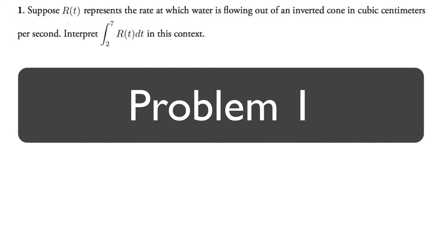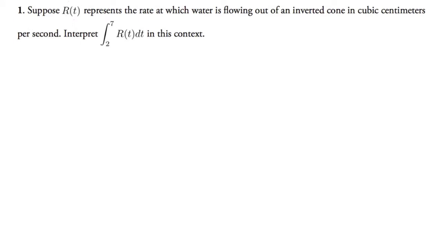Okay, so we have here that the function R of t represents the rate at which the water is flowing out of an inverted cone in cubic centimeters per second. That's really important. So what we're trying to do is interpret the integral from 2 to 7 of capital R of t dt in this context.